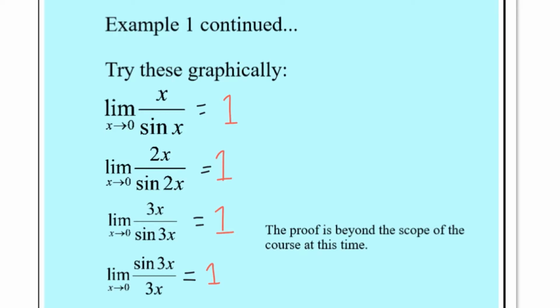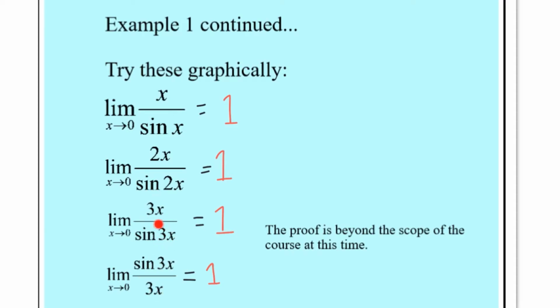Think of x being an angle measure, right? So, x over sine of x. These are the same angle size. 2x over sine of 2x. Hey, they happen to be the same angle size, almost like double angle, isn't it? Think about that. And then 3x over 3x again.